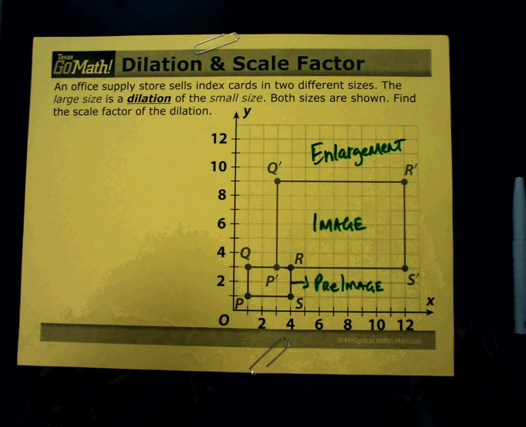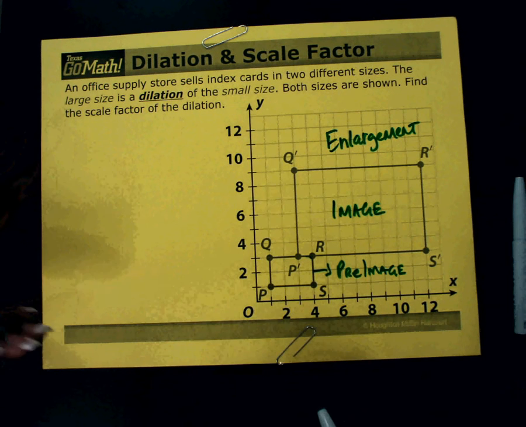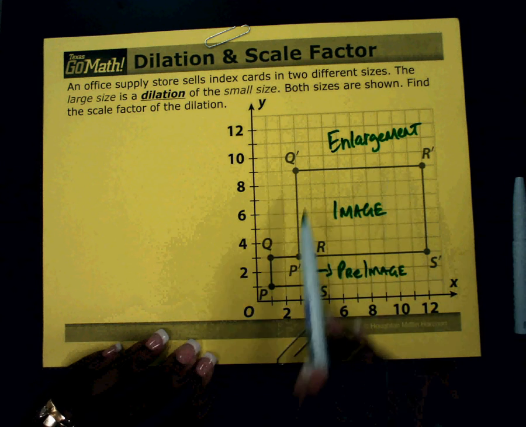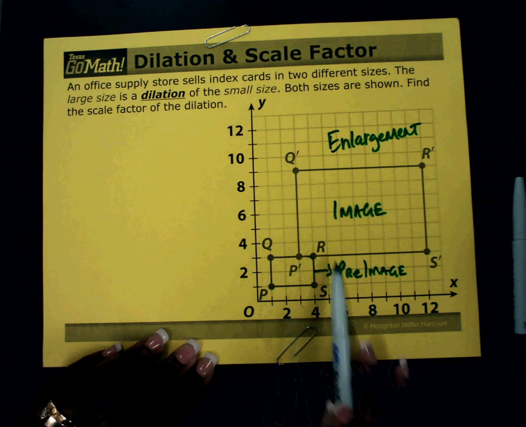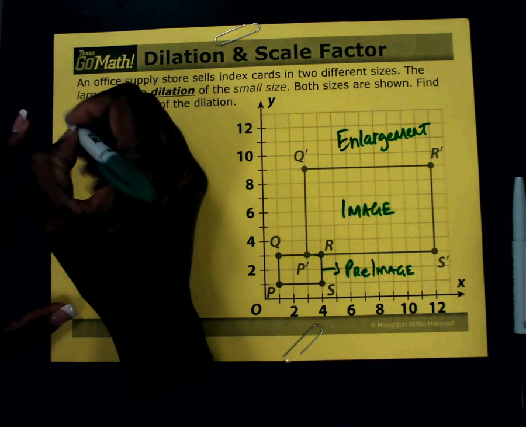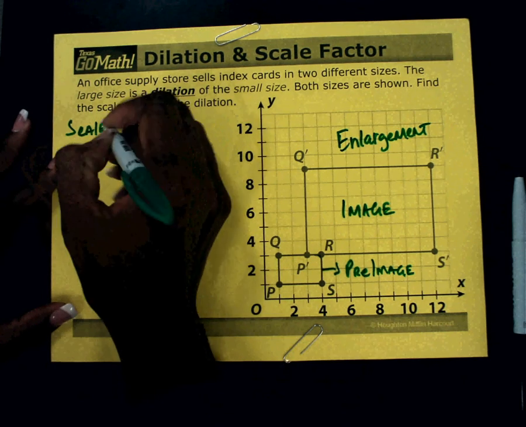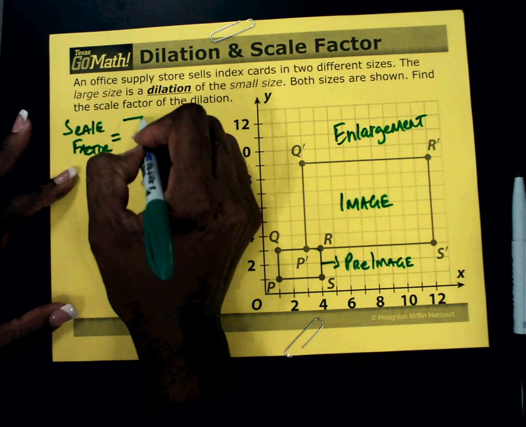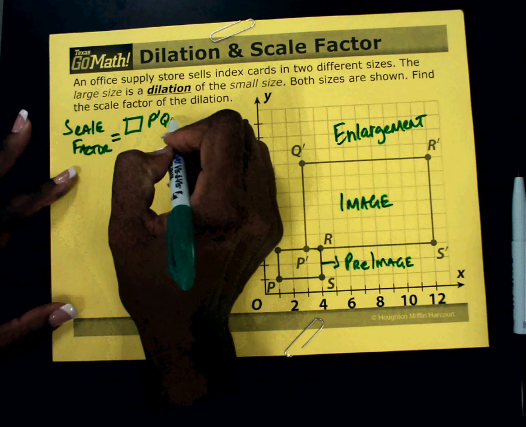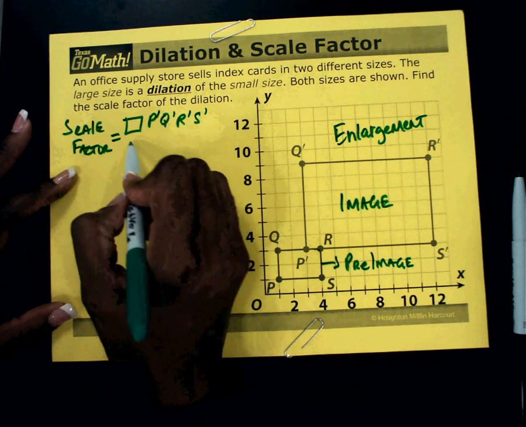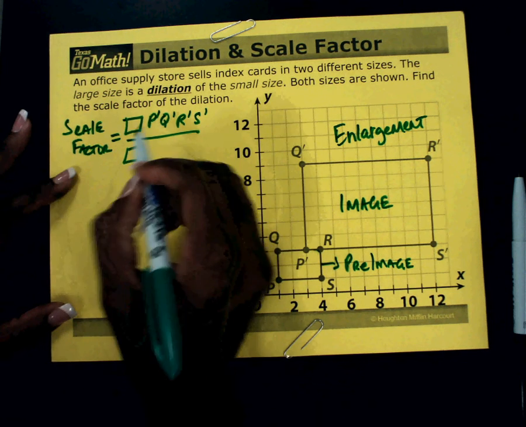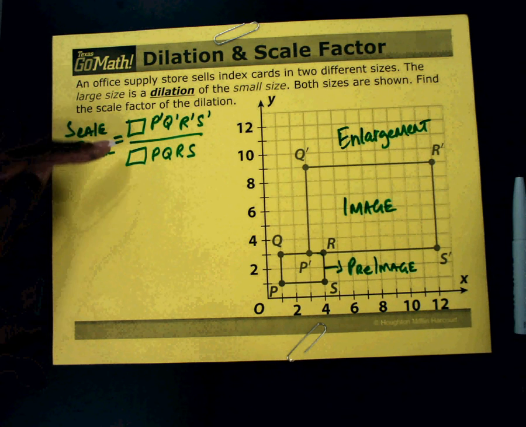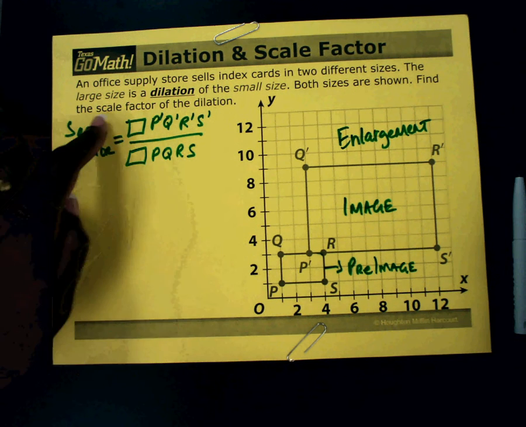And so what we need to use is a ratio of the dimensions for our image over our pre-image. I'll just write it here so we'll have it. For the scale factor, we have a ratio of the rectangle P prime, Q prime, R prime, S prime over the rectangle PQRS. We're going to use this ratio to determine the scale factor of the dilation.